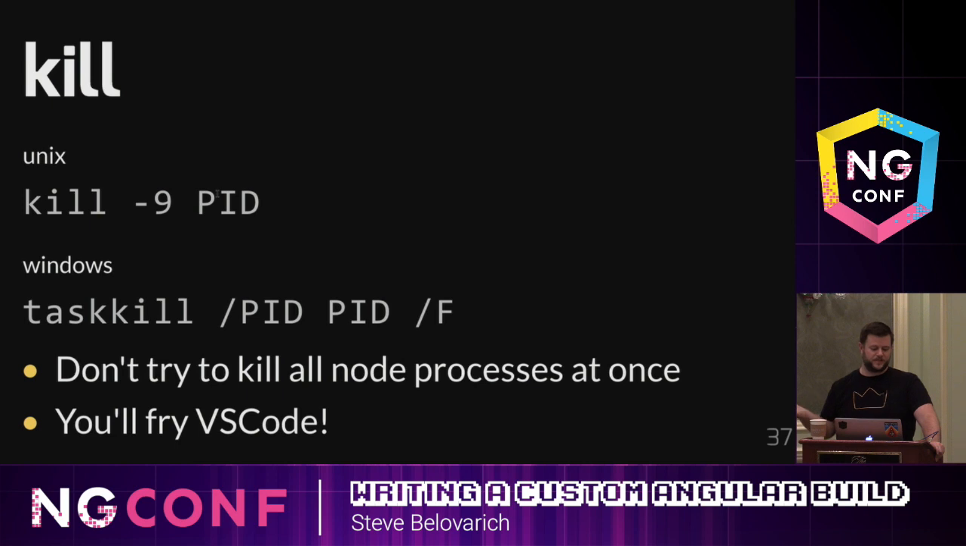On Windows, you can do a similar thing with taskkill. I would not try to kill all the node processes at once. I was actually looking at a blog post the other day, and somebody said to do this. That's probably a very bad idea. VS Code is running a bunch of node processes right now, and if you do that, you will hose VS Code. Or you may have Slack installed or some of these other applications that are running node processes. Don't kill them all at once, please.